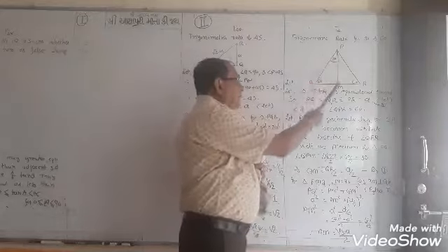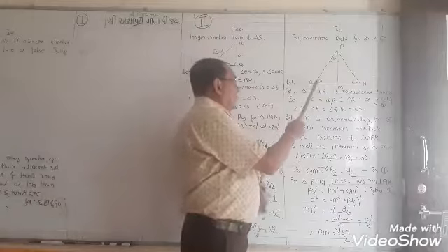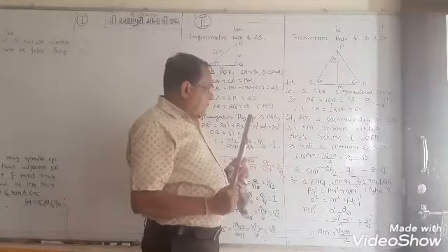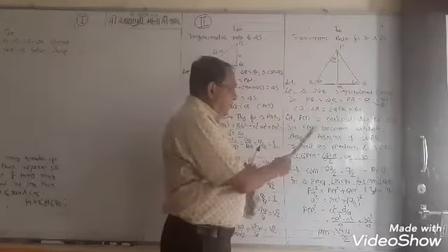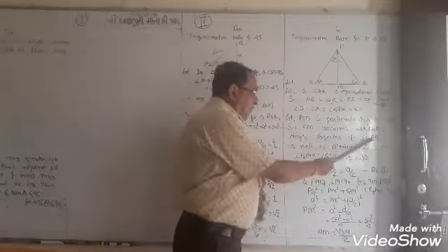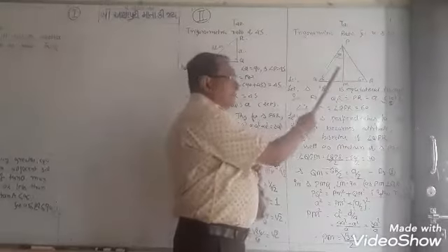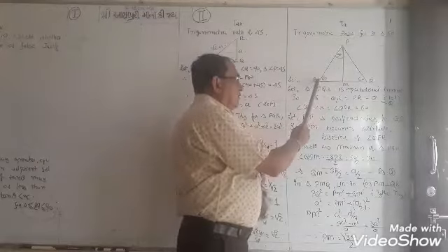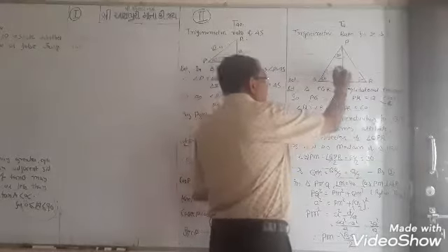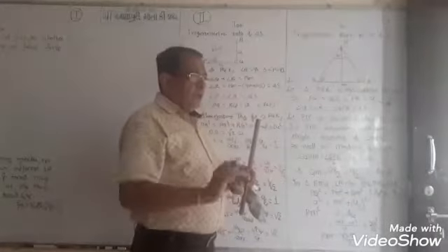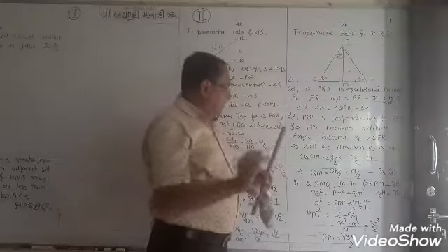That means PM becomes the median, angle bisector of QPR, and it is also the altitude of this one. PM becomes altitude, angle bisector of QPR, as well as median of PQR. This side is equal to this side. That is your 90 degrees. That is your 90 degrees. That is common. Therefore, these two triangles are congruent according to RHS. So, QM is equal to MR. That means PM becomes the median.